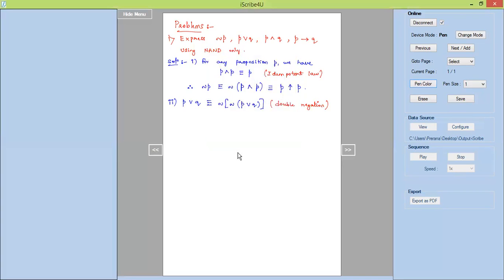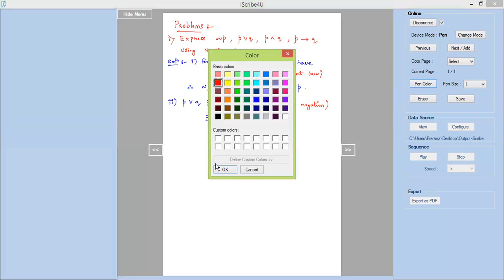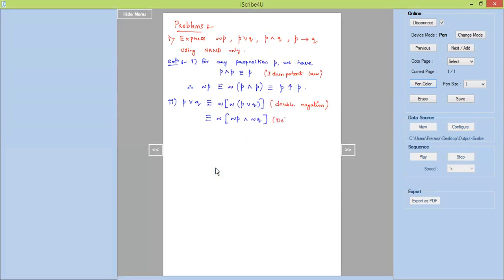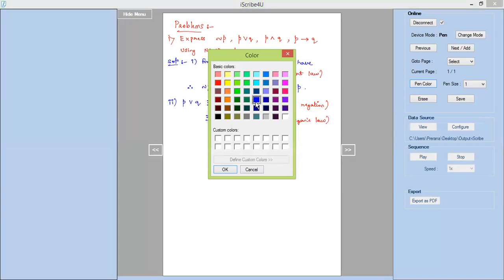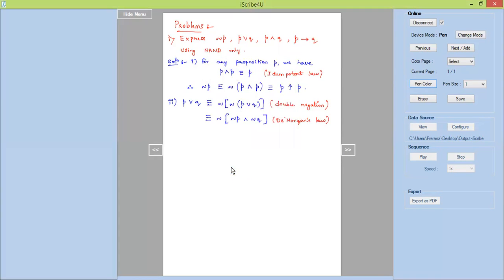Correct? Now, we will use De Morgan's law for the big bracket. Negation of P or Q is nothing but, the outside negation I am writing as it is, negation P and negation Q. So here I have applied De Morgan's law. Using De Morgan's law, we obtain negation of P or Q is negation P and negation Q.